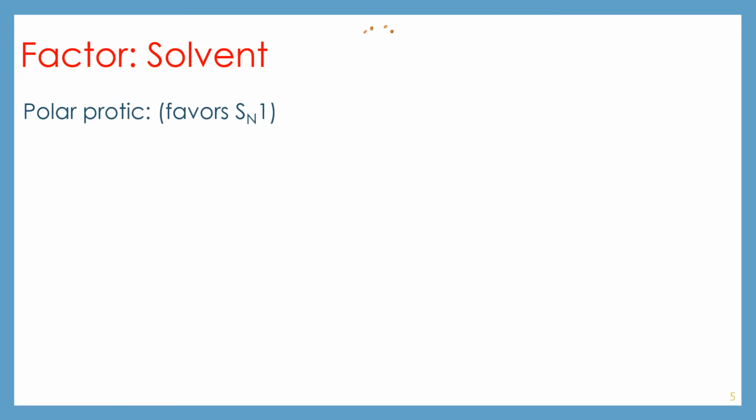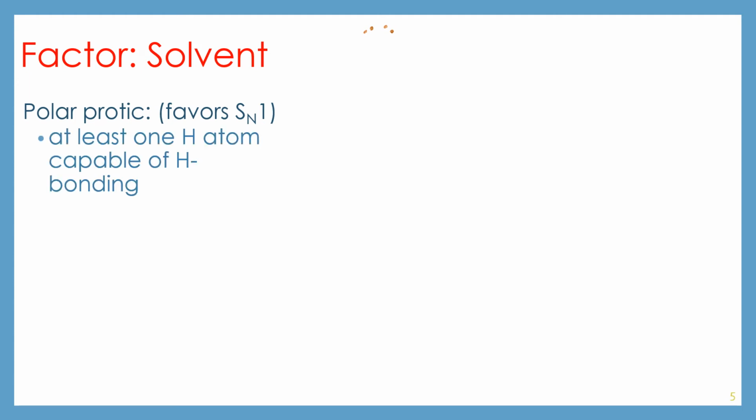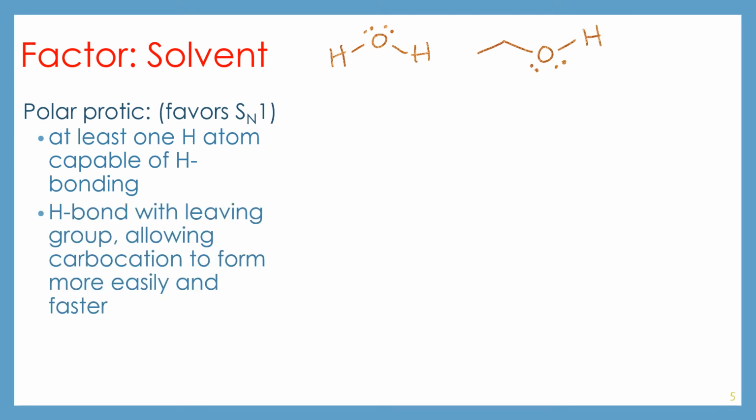Another factor is in the polar protic solvents. Polar protic favors SN1 reactions. So these polar protic solvents are polar and have at least one hydrogen atom capable of hydrogen bonding. So for example, water and alcohols. These solvents will hydrogen bond with the leaving group, allowing the carbocation to form more easily and faster.